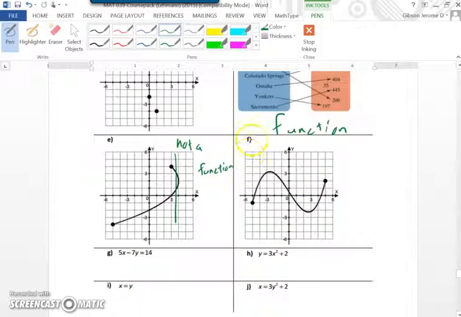Now if you look here at F, no matter where you draw a vertical line here, it's only going to hit the graph one time each time, so it is a function.